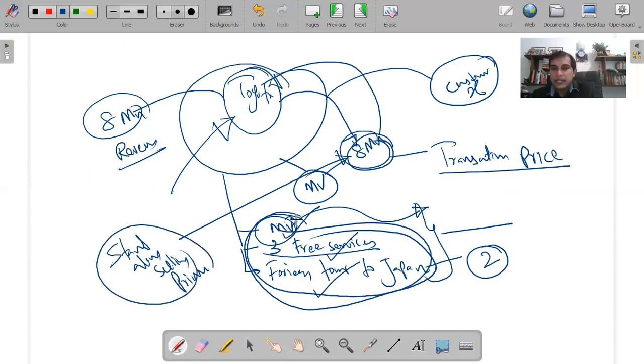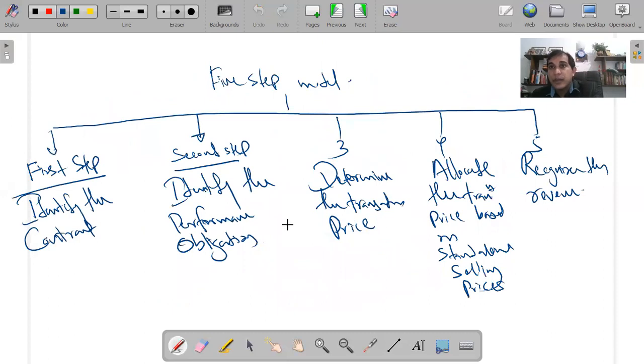Right? So I'm explaining these 5 steps. Identify the contract, you can understand. Identifying the performance obligations, yes, now you can understand. Determine the transaction price, yes, you can understand. Now I'm explaining allocate the transaction price based on standalone selling prices. Now let me read the definition of standalone selling price. Standalone selling price means the price at which the entity would sell a promised good or service separately to a customer.